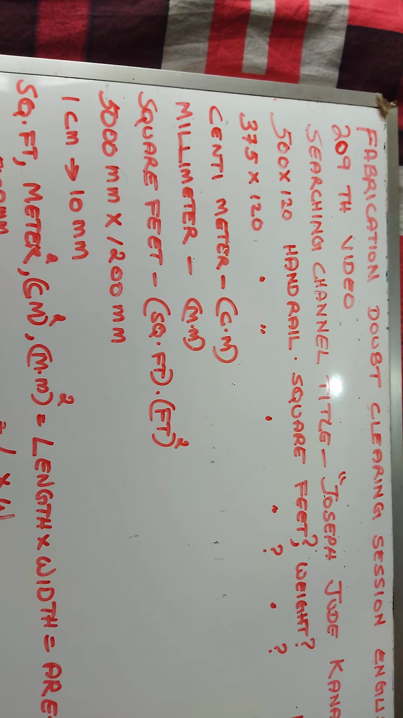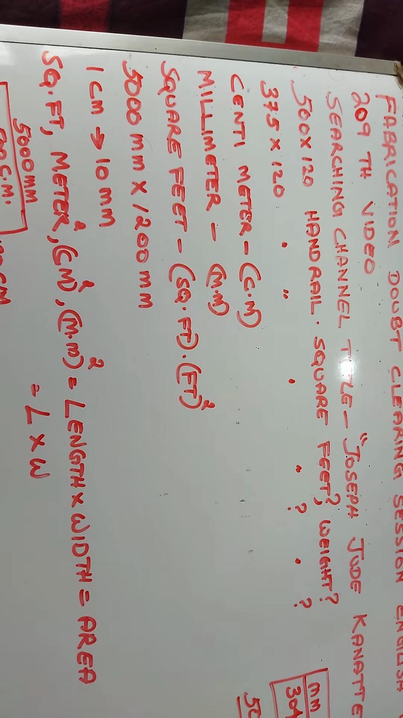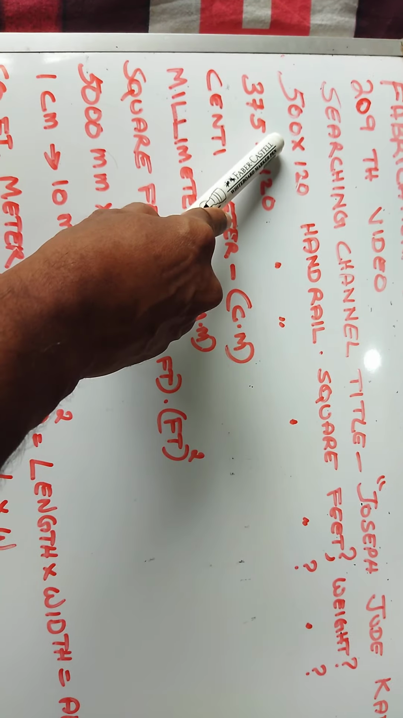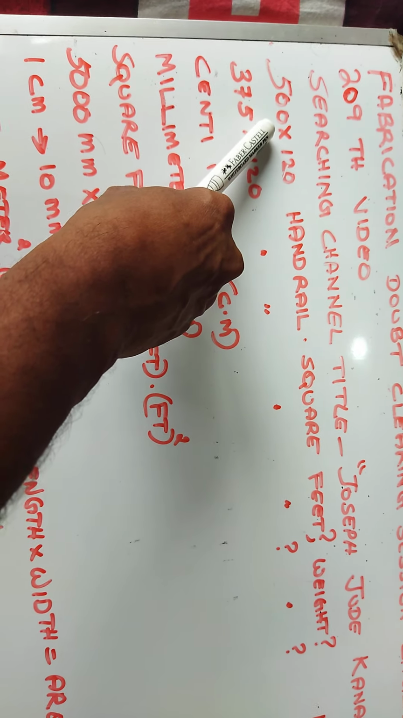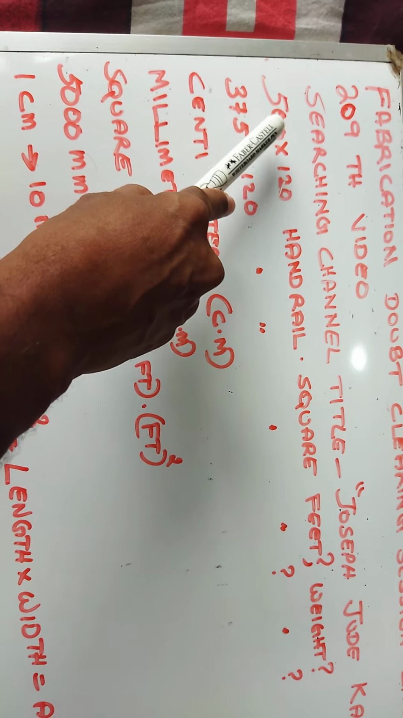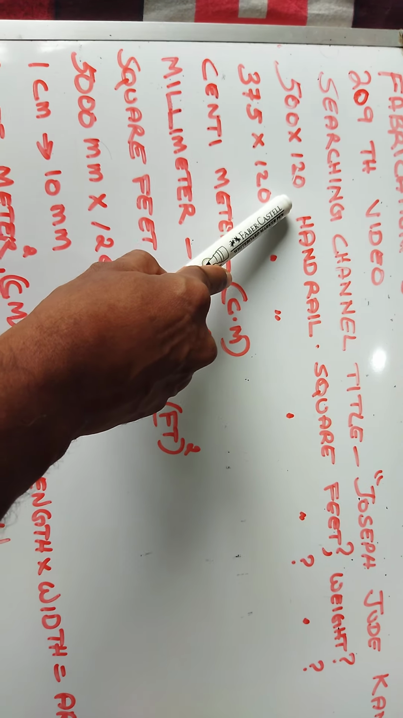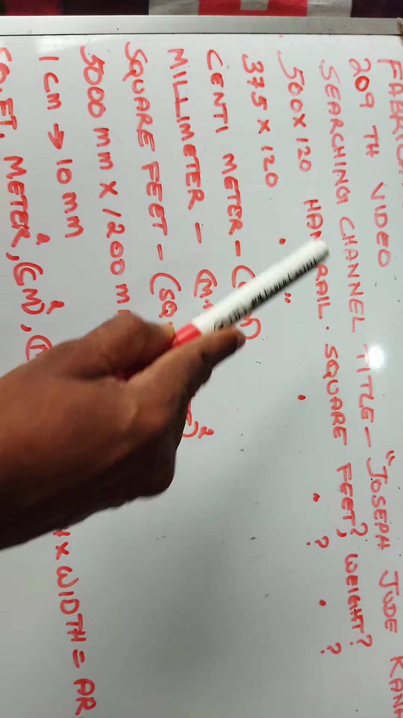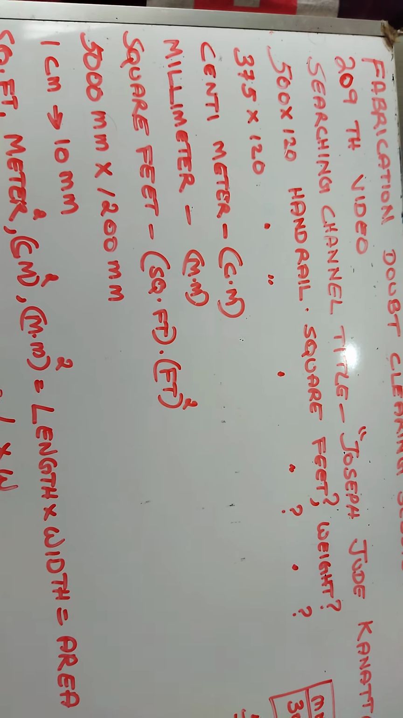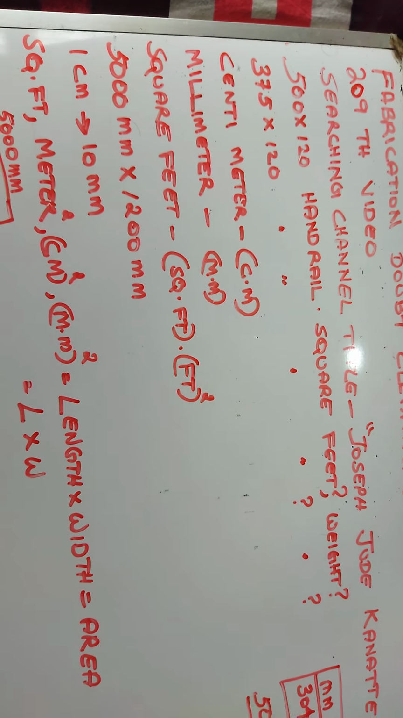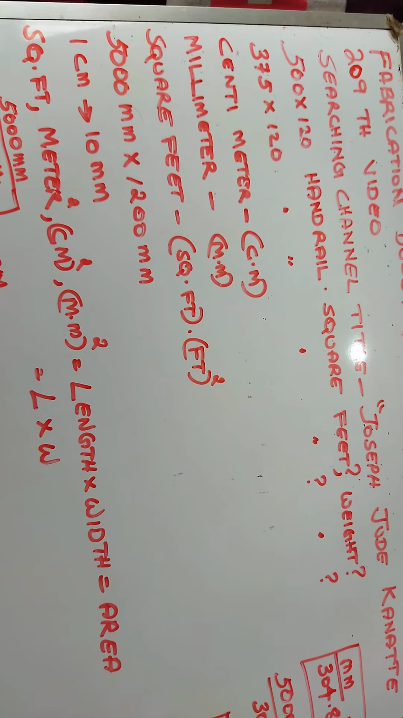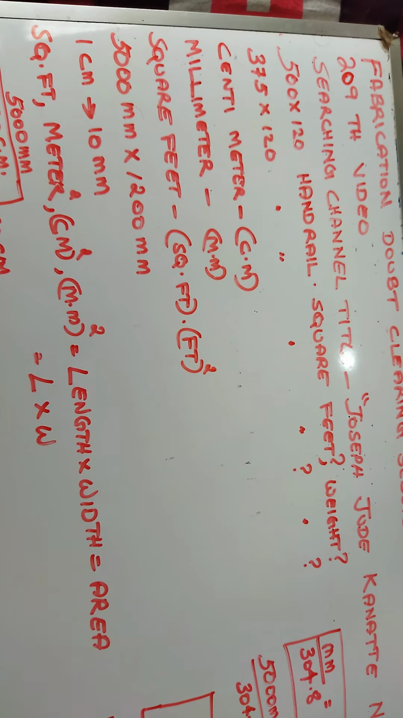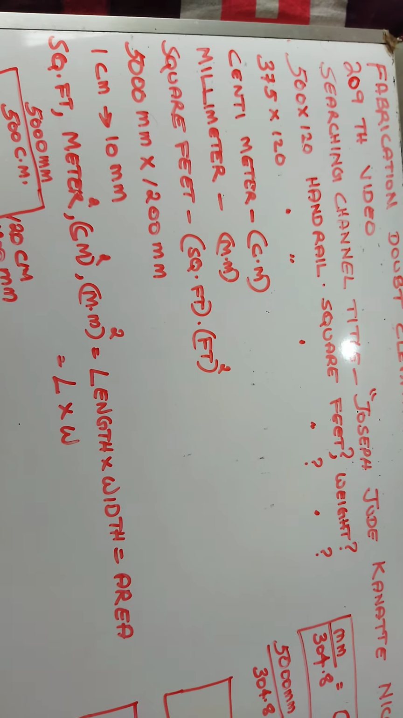Remember, next time when you ask a fabrication question, please don't ask without a unit. I think this unit will be mm, 500 mm into 120 mm. You have to ask 500 mm into 120 mm. That kind of culture you have to have. All people working in the fabrication field, whether fabricators, fabrication supervisors, or fabrication engineers, have to have that culture.